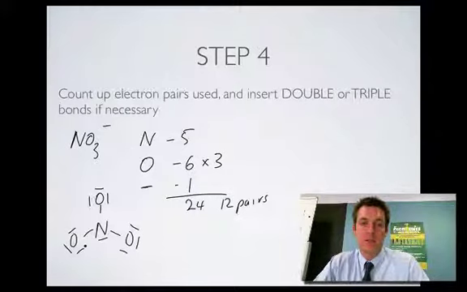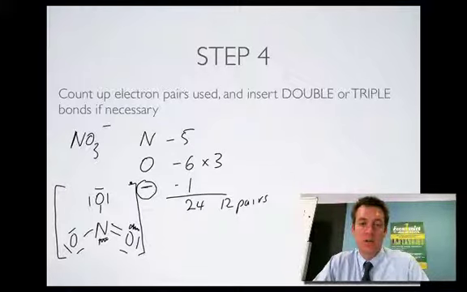Count up the electron pairs that you've used and insert double or triple bonds if necessary. I had 12 to play with. I've used 4, 8, 12, 13, so I've got to get rid of 1. That means getting rid of a pair of electrons from the 2 atoms that I've put a double bond in between. I'm also going to put a square bracket around this because remember we always do that for ions, and it's got a negative charge.